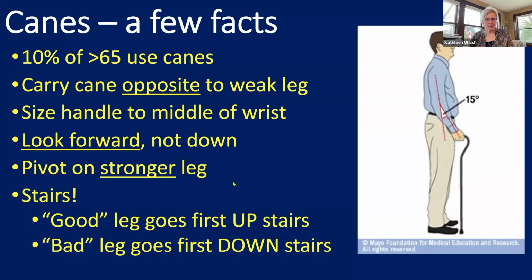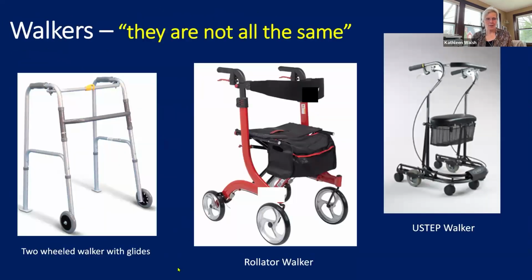Next one, please. These are different walkers, two-wheeled with glides. My favorite, the rollator walker. If they can handle the rollator, it's 17 pounds, easy to use. The bigger the wheels, the better the walker. And then there's the U-step walker that we use for a lot of our patients with Parkinson's disease. It has a very heavy front area, and because most patients with Parkinson's disease tend to fall backward, there's a lot of weight in the front. This usually helps them quite a bit.